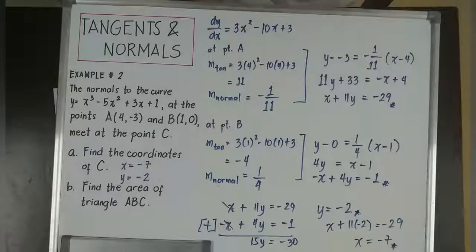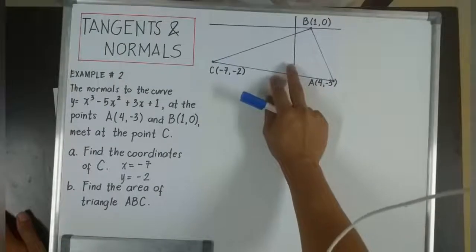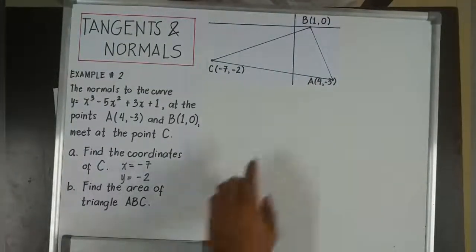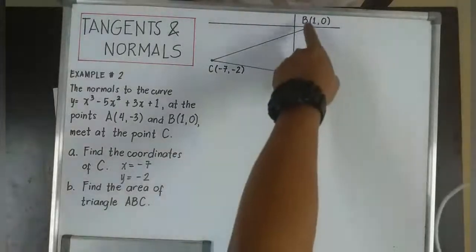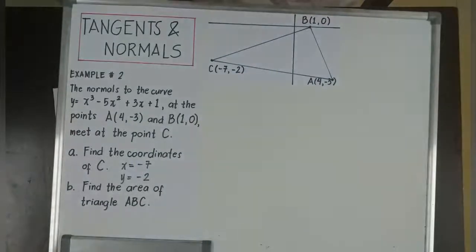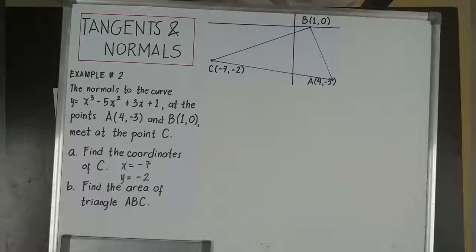Okay? Let's do letter B. In letter B, it says, find the area of triangle ABC. I have already prepared with you a drawing for triangle ABC. Triangle ABC is now this one. I have point A is 4, negative 3. B is 1, 0. C is negative 7, negative 2. Since you found from letter A that the x value is negative 7 and the y value is negative 2 for that point C, now you have to look for the area of the triangle ABC.